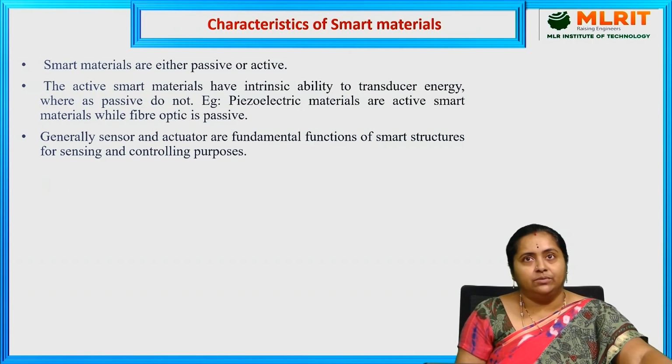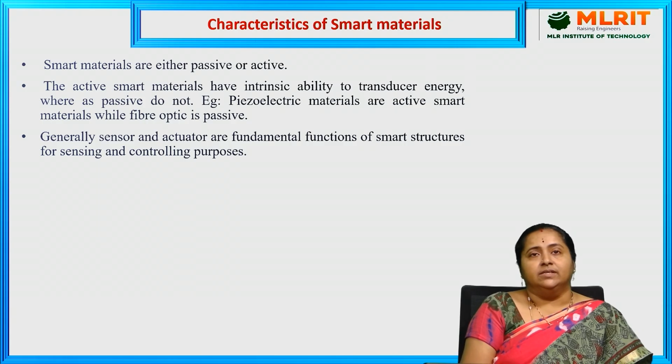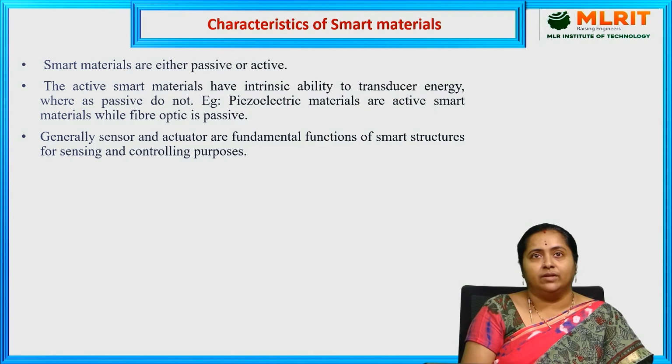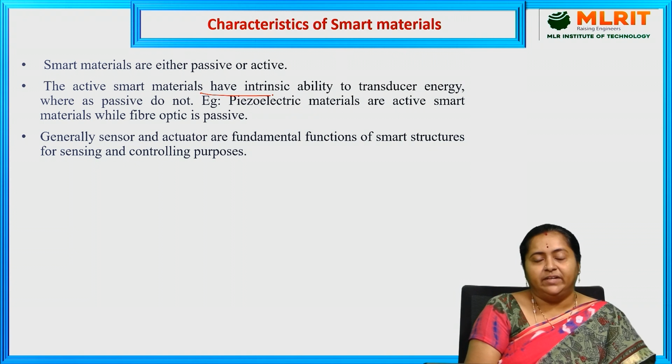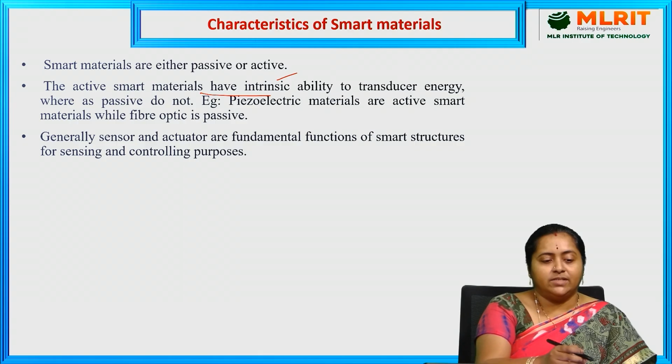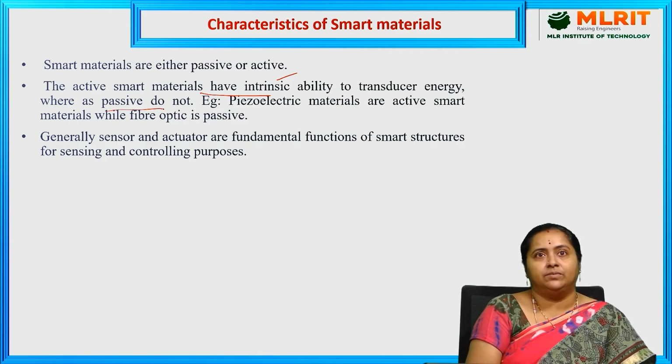So, directly I am switching to properties of smart materials. These smart materials, or intelligent or responsive materials, are either passive or active. What do we mean by active and passive smart materials? Active smart materials are those which have an intrinsic ability to transduce energy, whereas passive ones do not. So if smart materials are active in nature, they have an intrinsic ability to transduce energy, whereas passive smart materials are unable to do such things.